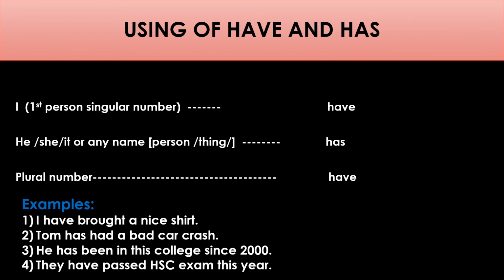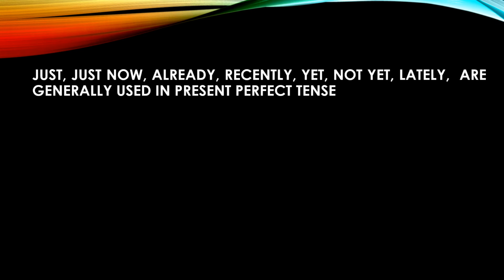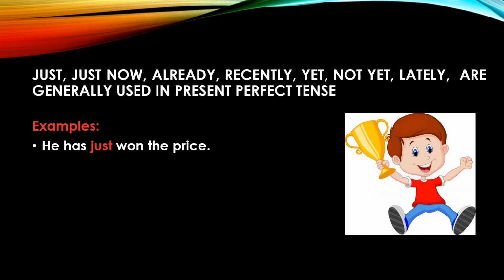So students, next there are some adverbs: just now, already, recently, yet, not yet, lately, which are generally used in present perfect tense. Okay, these are adverbs. If you find this adverb in a sentence, you have to write this sentence in present perfect tense. Look at the examples. He has just won the prize. Look at a picture that the boy has just won the prize. Okay, and he is holding the prize.